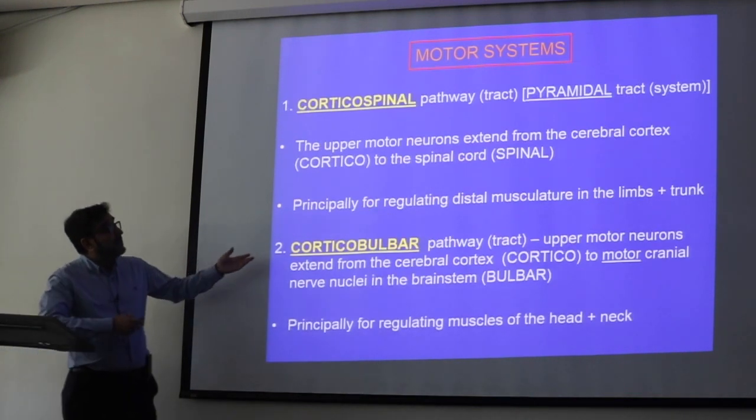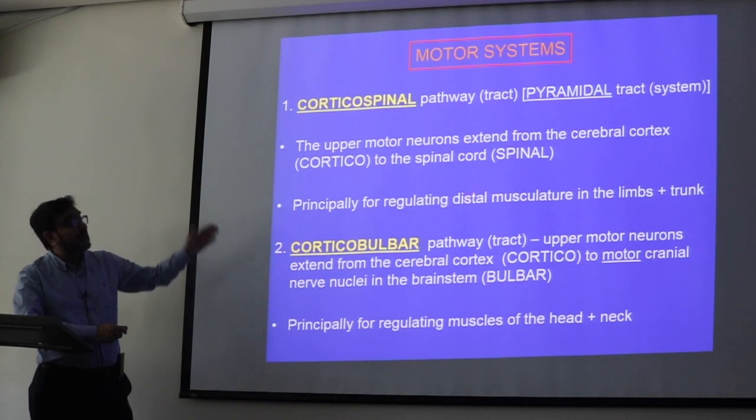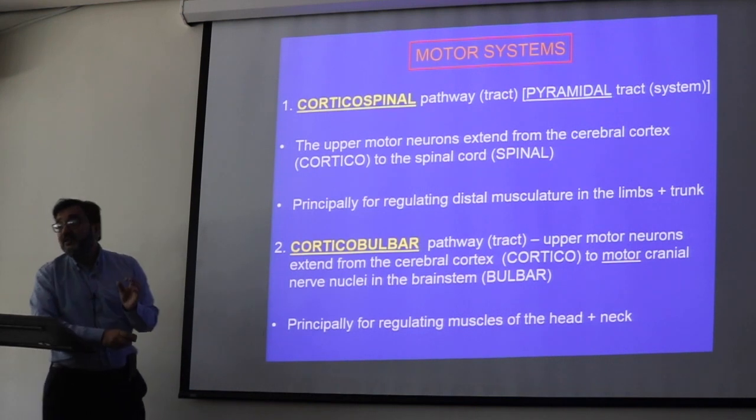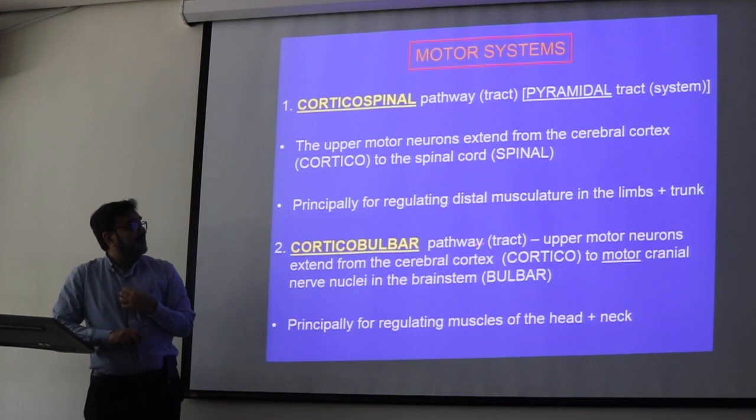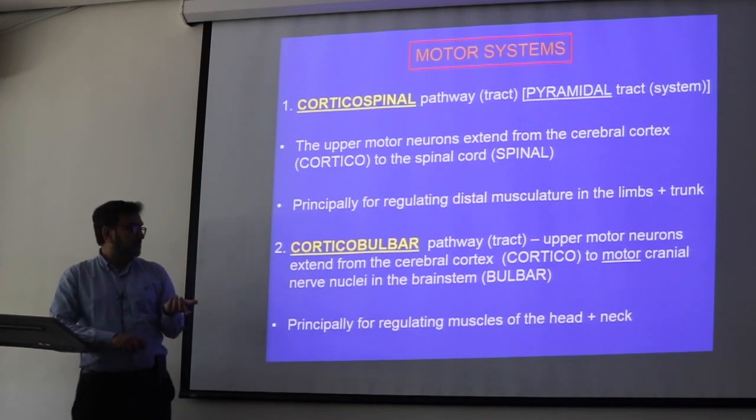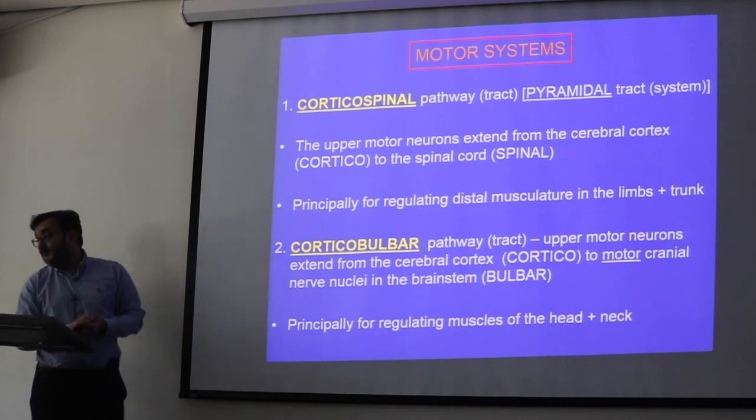So corticospinal tract, as I said, is a pathway which forms the pyramidal tract. The upper motor neuron extends from the cerebral cortex to the spinal cord. That's why it is called corticospinal. It principally regulates the distal musculature in the limbs and the trunk, because that's responsible for fine movements. Corticobulbar tract is a pathway of upper motor neurons extending from the cerebral cortex to the motor cranial nerve nuclei in the brainstem, and because brainstem is called bulbar, that's why it is called corticobulbar tract, principally for regulating the muscles of head and neck.